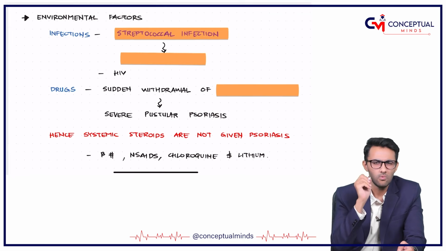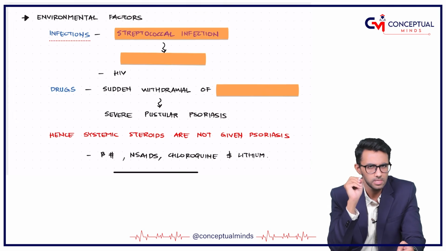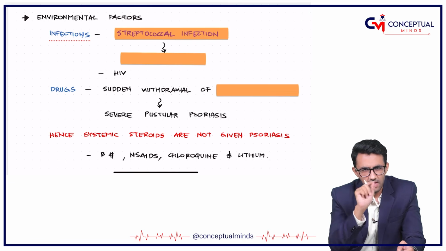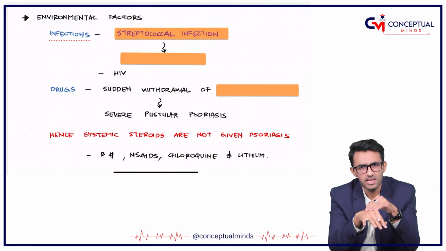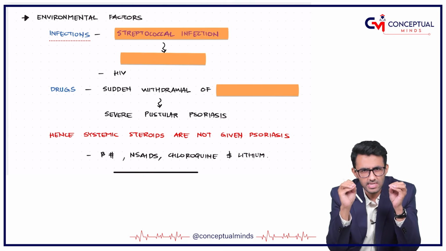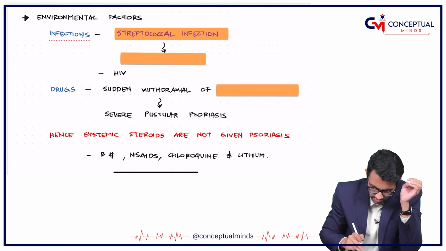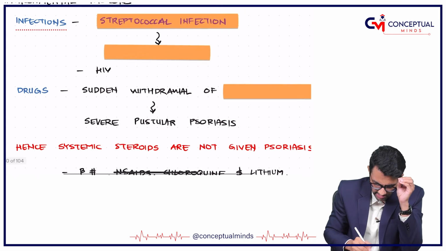Why am I telling you that this is important? If in a question we see a history of streptococcal infection, after which the person has lesions which look like raindrops, the answer is going to be guttate psoriasis. So that is one finding, guttate psoriasis.